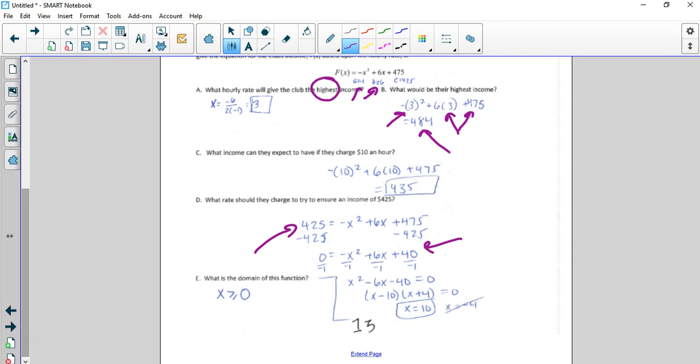But if you factor, you're looking for two numbers that give you 40 by multiplication. 1 and 40, 2 and 20, 4 and 10, and 5 and 8. And then you need to differ by 6. Well, that's 10 and 4. And since we want it to be negative 6, that's minus 10 plus 4. And then when we solve, that gives us 10 and negative 4. You cannot charge negative $4 an hour, so that means we charge 10.